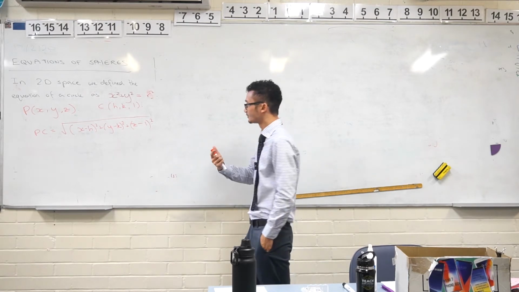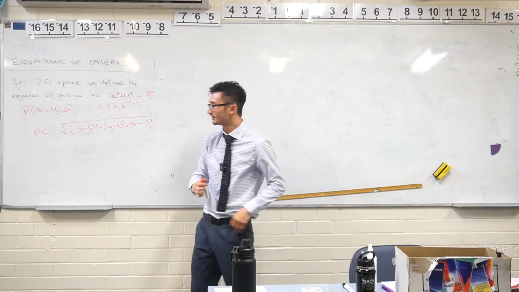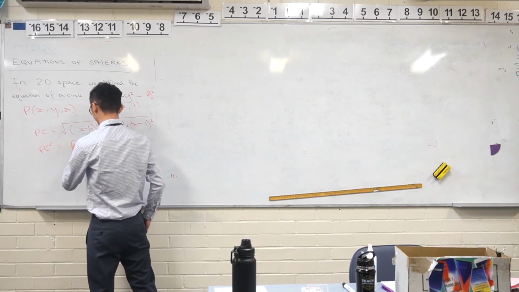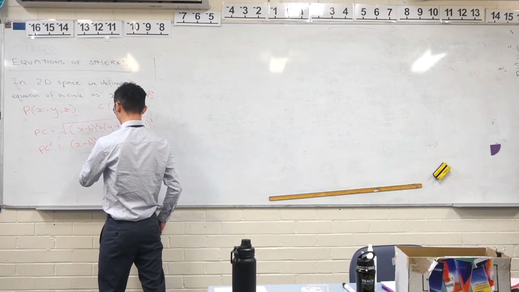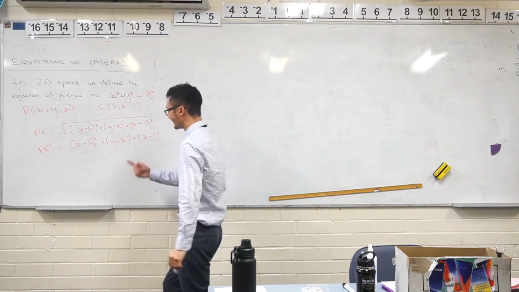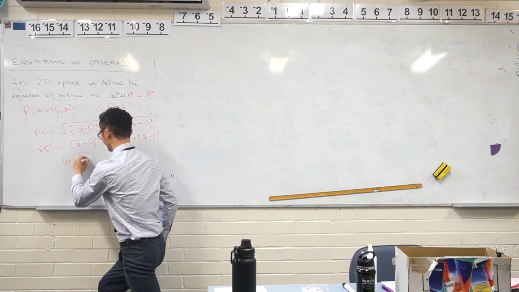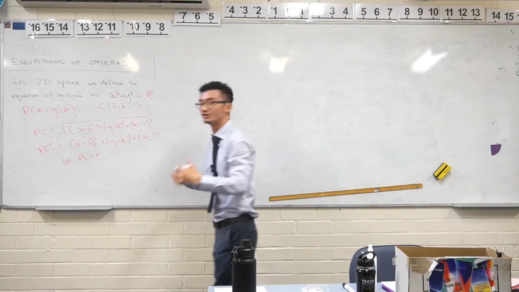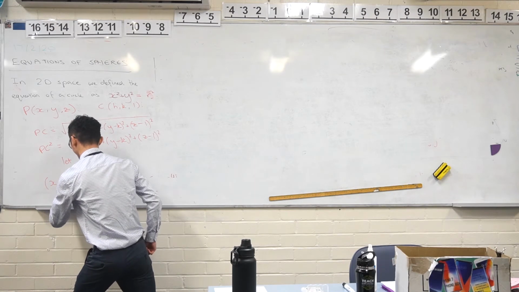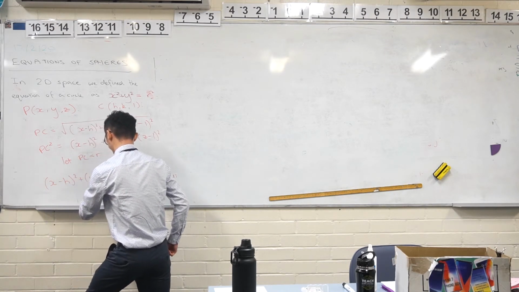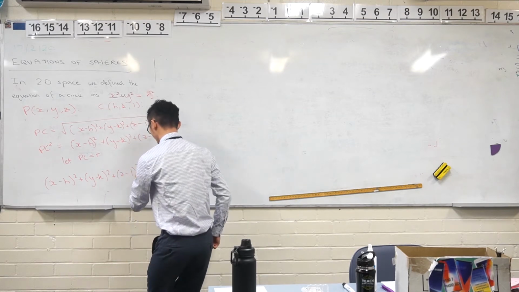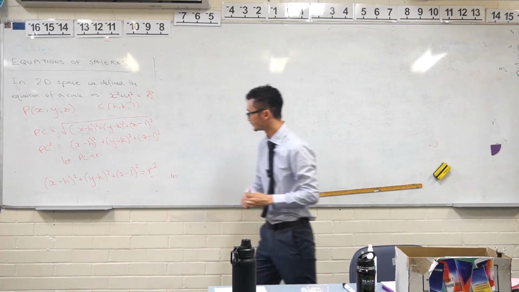How would we like to write this? Well, same idea. We don't really like the square root in our formula, so we're going to square both sides. And if we let PC equal r, then essentially we create our equation of a sphere. So formally that's going to be written like this: (x minus h) all squared plus (y minus k) all squared plus (z minus l) all squared equals r squared. Okay, you jot that down for me.